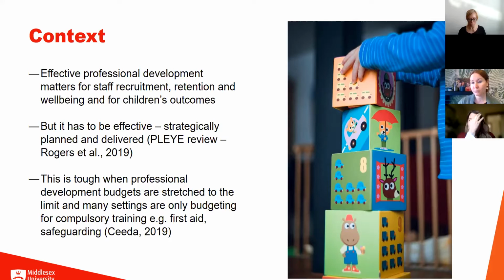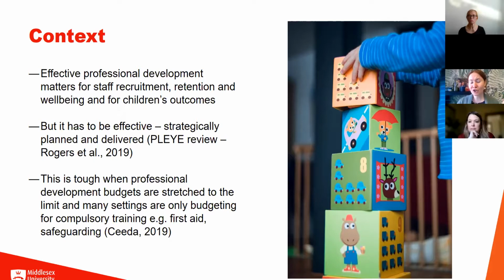We know from research, systematic research shows us that effective professional development really matters. It matters for staff, it affects recruitment, it affects retention, it affects well-being among staff. And all of those things play out in terms of children's outcomes. So you can trace the impact of effective professional development among early years staff in terms of children's outcomes, okay?